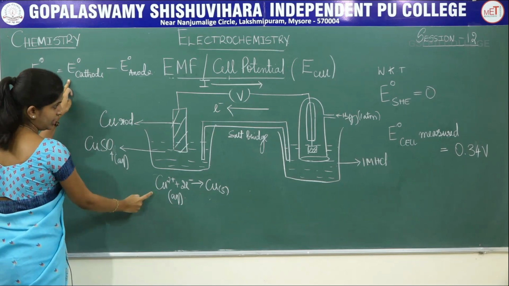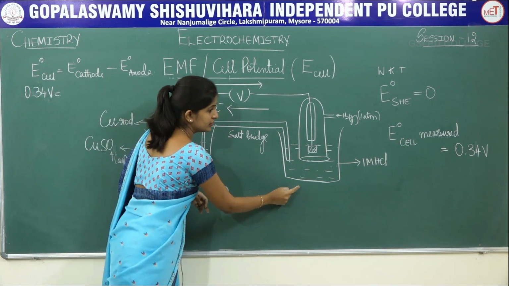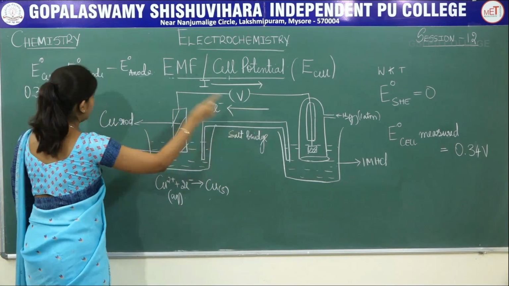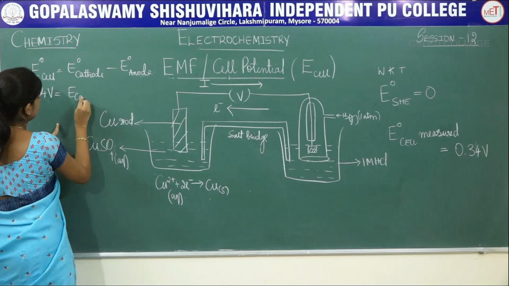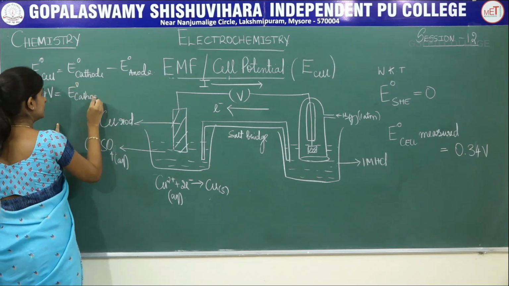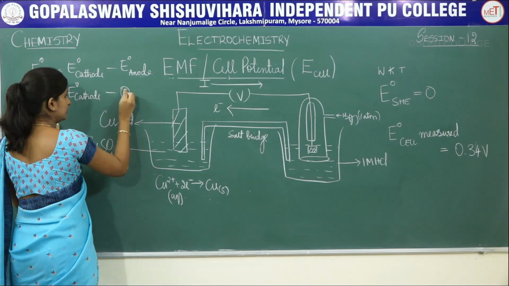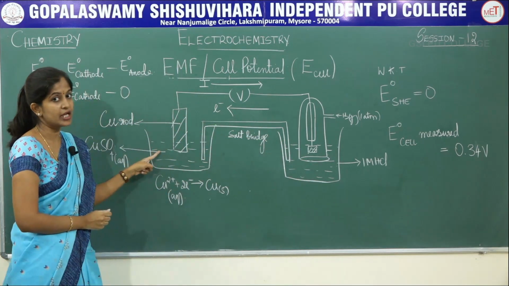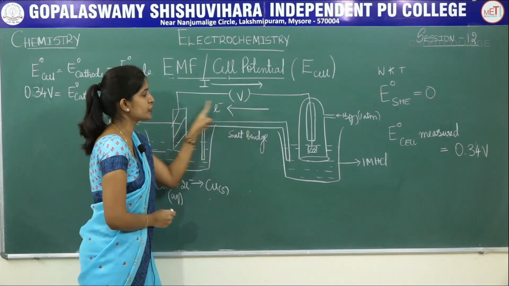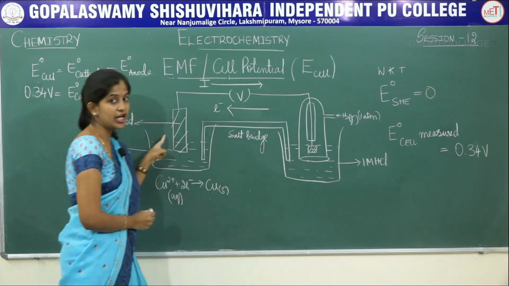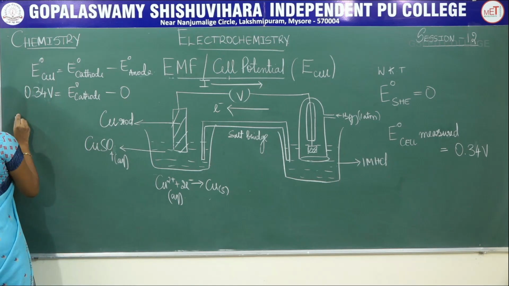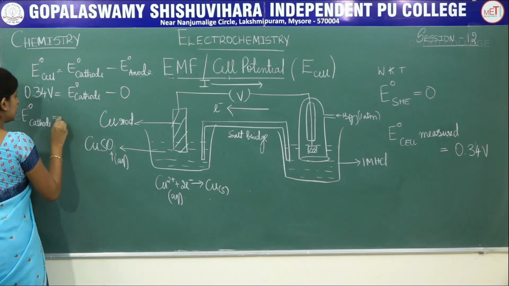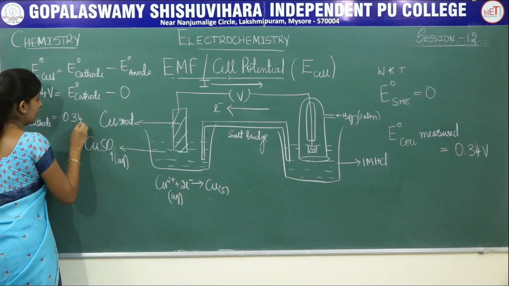E naught cathode is unknown. Anode is your SHE now. So anode is, we know that it is 0. So this is E naught cathode minus 0, because now SHE is acting as anode. Copper rod is acting as your cathode. That is, electron flow shows you that this is your anode and this is your cathode. Therefore, E naught cathode becomes equal to 0.34 volts.